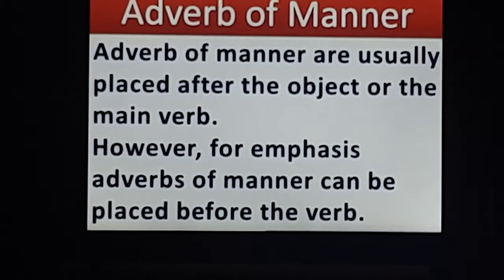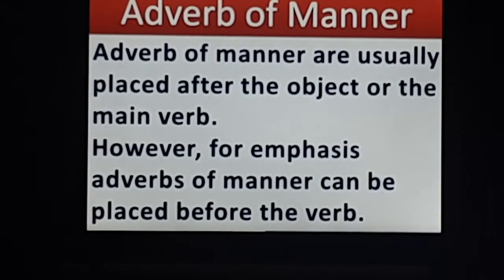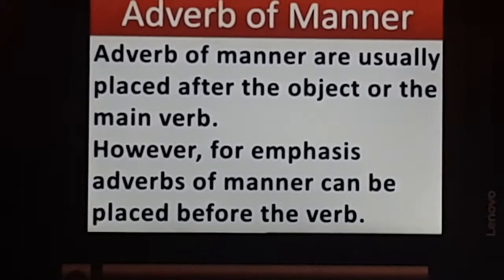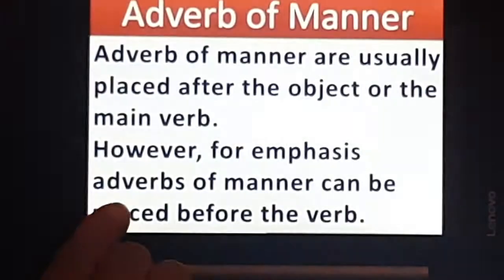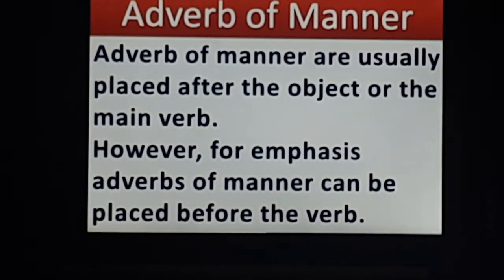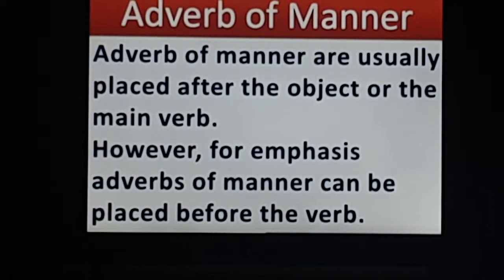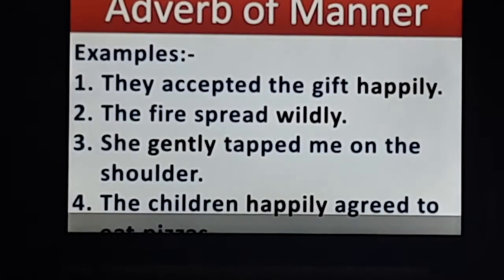If there is no object in the sentence, then they are placed immediately after the main verb. But there is an exception. However, for emphasis, adverbs of manner can be placed before the verb. So when we want to stress on something in the sentence, then these adverbs can be used before the verb. Otherwise, they are placed after a verb or after the object of the main verb.